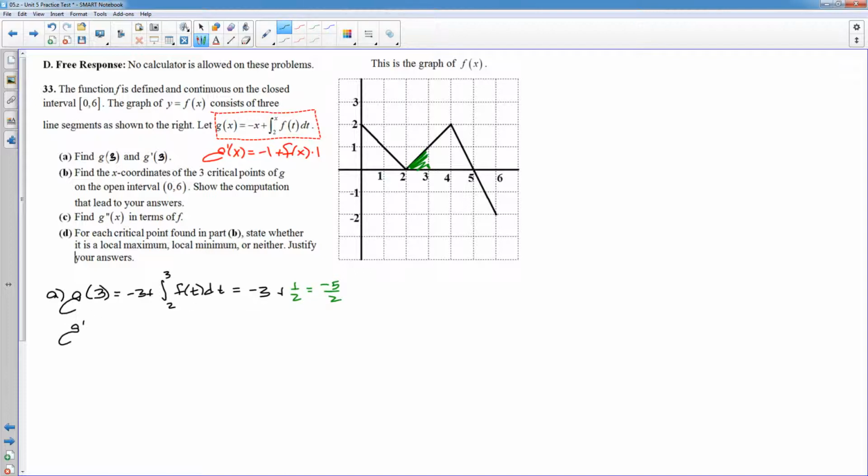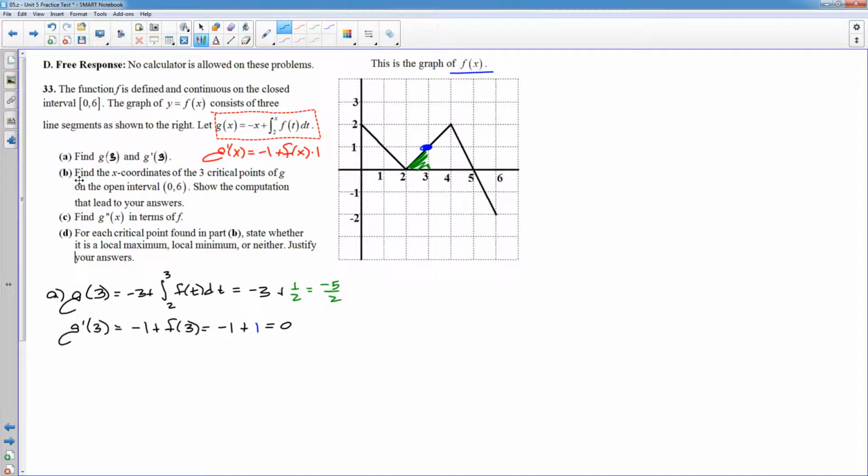G prime of 3 is going to be a little bit easier, especially since I have gone ahead and found the derivative of g. G prime of 3 is going to be negative 1 plus f of 3. Negative 1 plus f of 3 is simply the y coordinate at 3. This is the graph of f of x. Always identify your graph. And f of 3 is 1. Negative 1 plus 1 is 0.